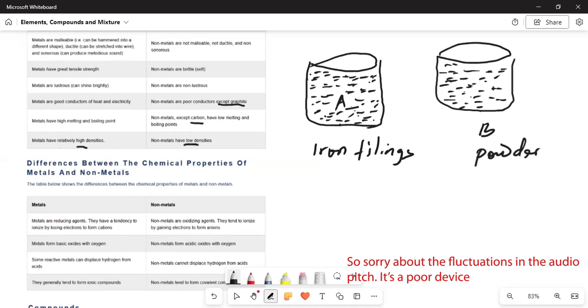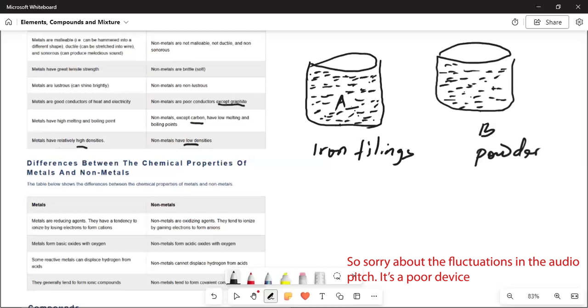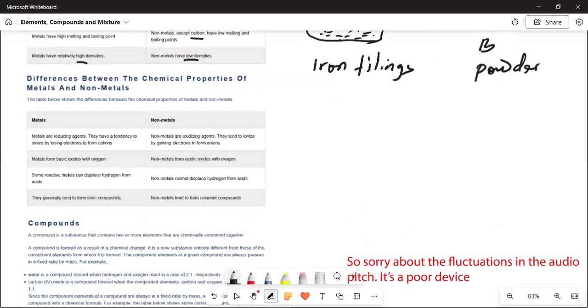Okay, that is that for differences between metals and non-metals in terms of their physical properties. What about in terms of their chemical properties? When we say chemical properties, we are talking about the type of reactions that these elements undergo. Metals are reducing agents. And what do we mean by reducing agent? A reducing agent is something that brings about reduction. Now, what does it mean? When we say reduction, let me define that word first.